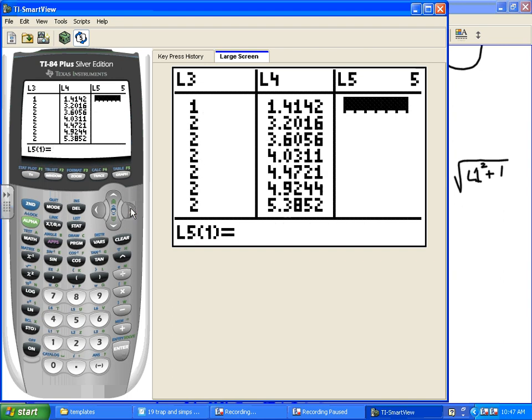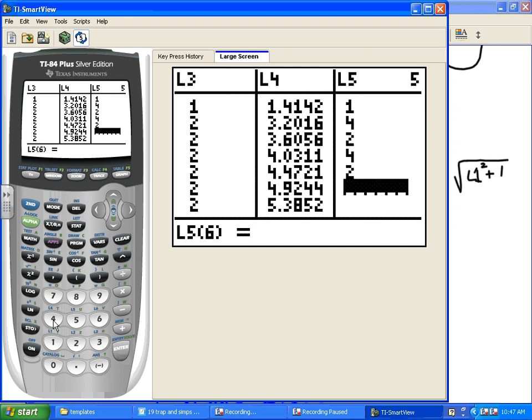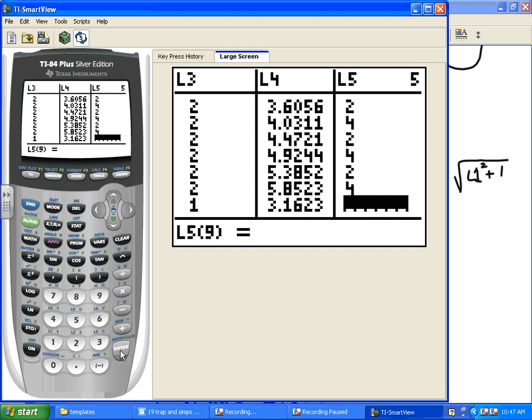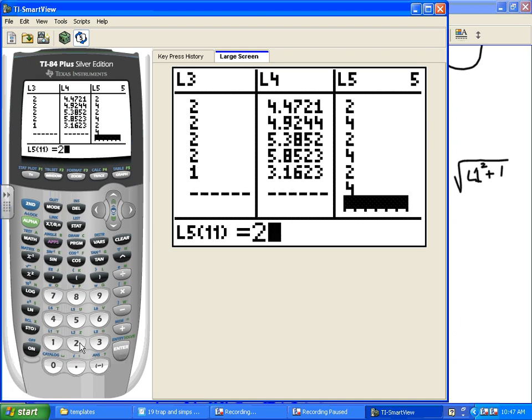Okay, what will L5 be? These are the Simpson's coefficients, right? So start with a 1, 4, and then alternate 2's and 4's. Oops, I went too far there. I should have ended with a 1, and then I should delete the other 2. Deletes, deletes. Okay, got carried away for a minute there.